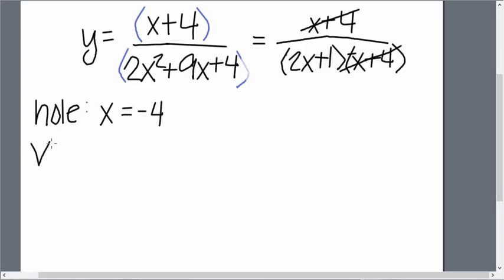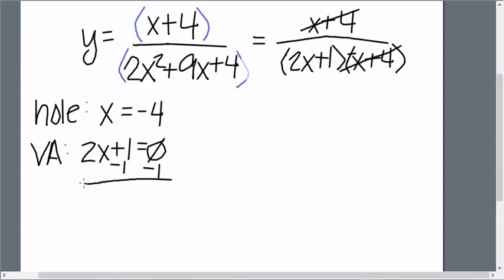The next one you're going to find is the vertical asymptote. Now the vertical asymptote comes from the 0 of the denominator. The x plus 4's already went away, so the only thing left in the denominator is this 2x plus 1. So I'm going to take 2x plus 1 equals 0 and solve it down. So minus 1 on both sides, I get that 2x equals negative 1, or in other words, that x equals negative 1/2.